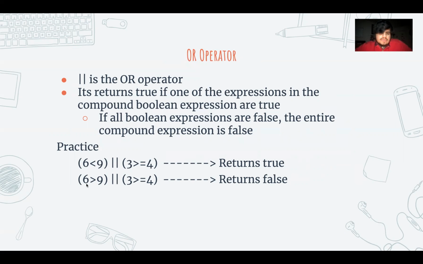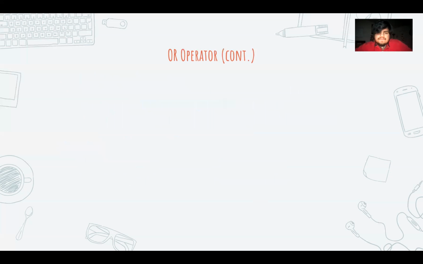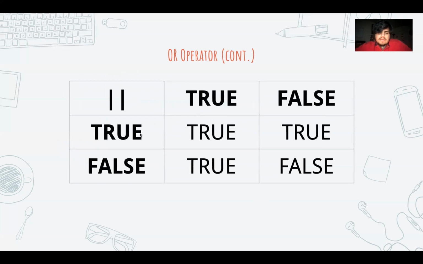Okay, so now let's do, okay, yeah. Is 6 greater than 9? No, that's a false statement. Is 3 greater than or equal to 4? No, that's a false statement as well. So since both sides are false, then it returns false. And you could represent it like this. As you can see, there are more scenarios where it could be true. So if at least one side is true, then it's going to return true. And if both sides are true, it will also return true. But if both sides are false, it will return false.